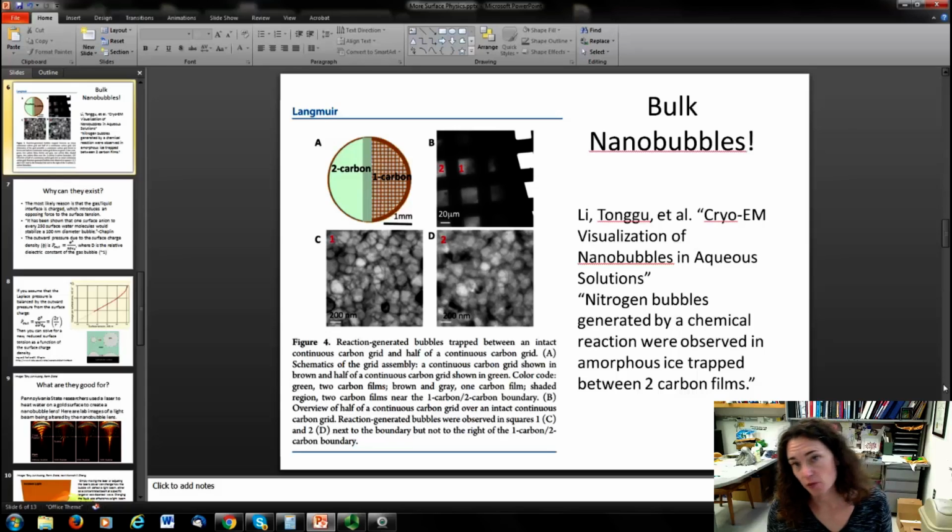They actually even saw bulk nanobubbles using cryo-electron microscopy. And what they did was they generated a chemical reaction between 2 TEM grids, okay? And then they froze it in place so that you could see the bubbles being formed. So these are electron microscopy images of frozen bubbles from a chemical reaction. And these bubbles are made of nitrogen. So you can see here that the radii of the bubbles are about 100 nanometers or 200 nanometers in diameter. And they're little tiny bubbles that have just been generated there.